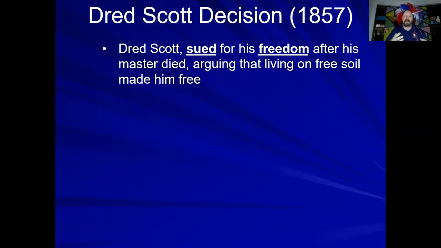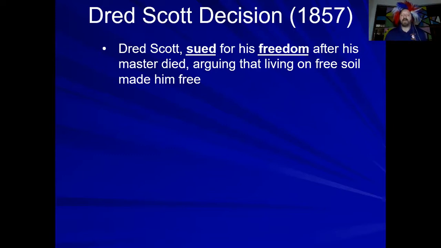So basically, Dred Scott and his master and the master's family, the whole group, moved into a number of different states and territories that were free. And so Dred Scott's argument was, well, how can I be a slave in a state that does not have slavery? The two can't work together. That doesn't make any sense. So he sued in court. He said, I'm going to sue for my freedom.